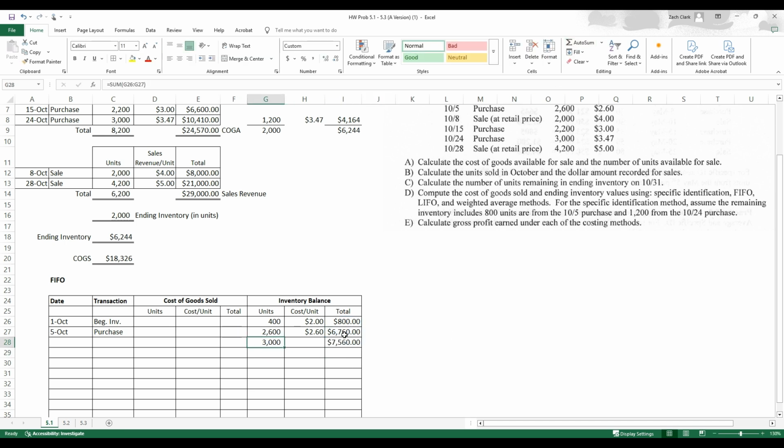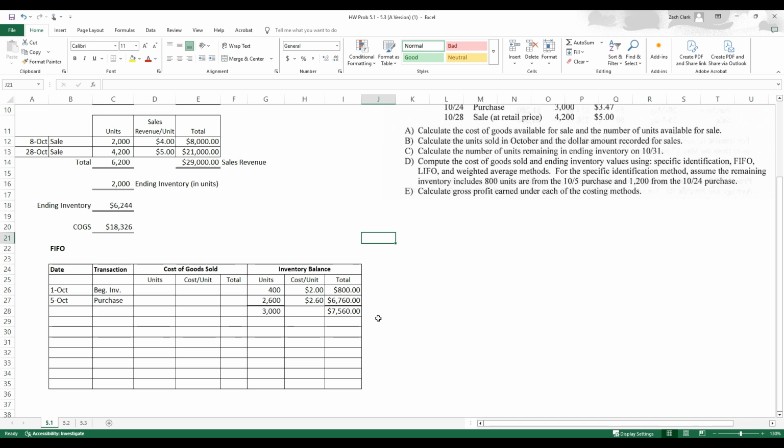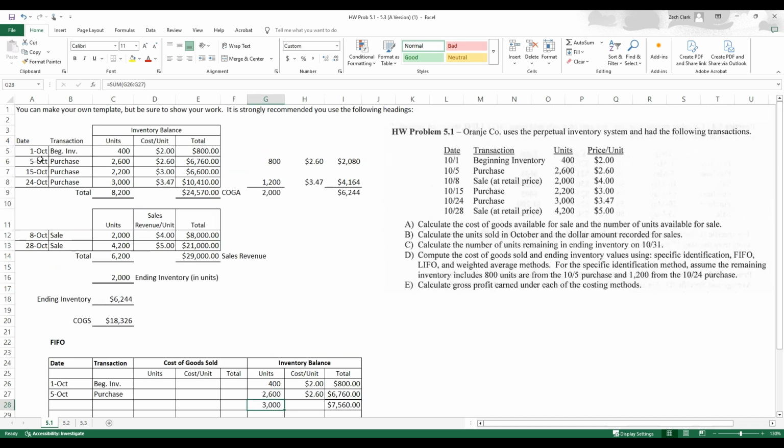And so at this point, I don't know if there's a way to, let me do a thick bottom border. Does that look right? No. Bear with me while I try to make this look more legible with totals. Okay, that looks good.